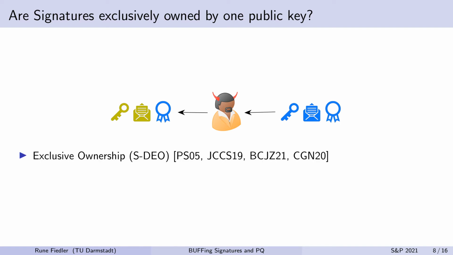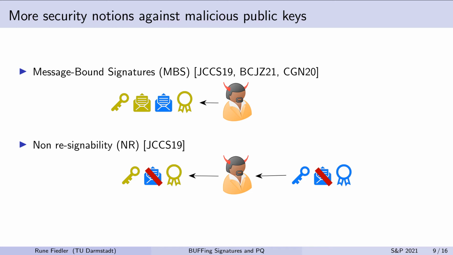And that is a flavor of exclusive ownership. More specifically, this flavor is called strong destructive exclusive ownership. You can find out more about the other flavors of exclusive ownership in our paper. And there's two more notions of security against maliciously generated public keys.